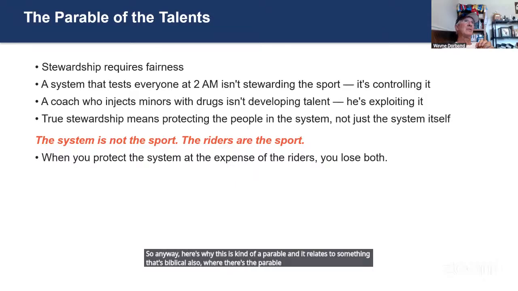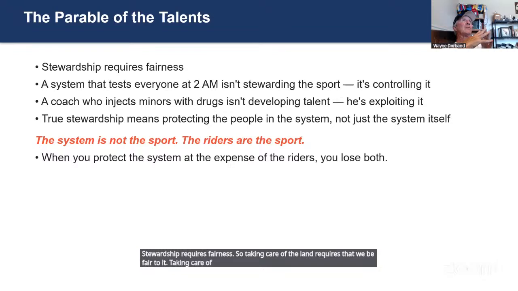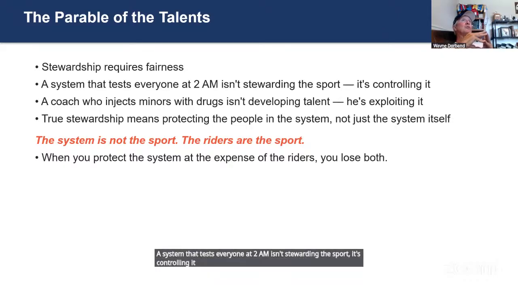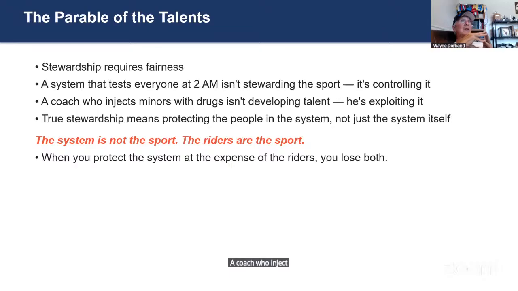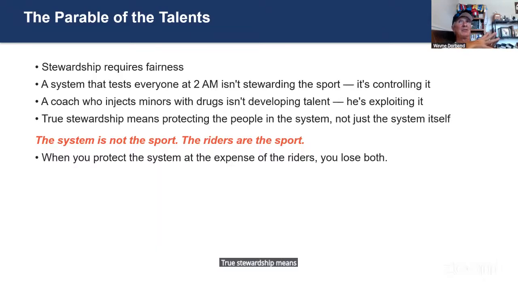The parable of the talents. Stewardship requires fairness. So taking care of the land requires that we be fair to it. Taking care of the air, taking care of water requires that we be fair. A system that tests everyone at 2 a.m. isn't stewarding the sport, it's controlling it. A coach who injects minors with drugs isn't developing the talent, he's exploiting it. True stewardship means protecting people in the system, not the system itself.